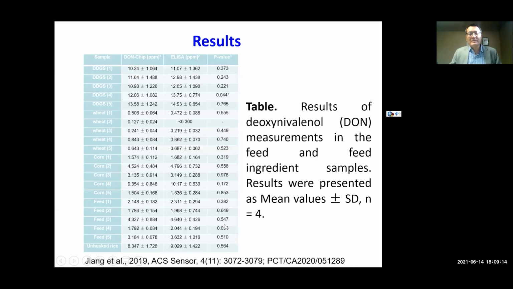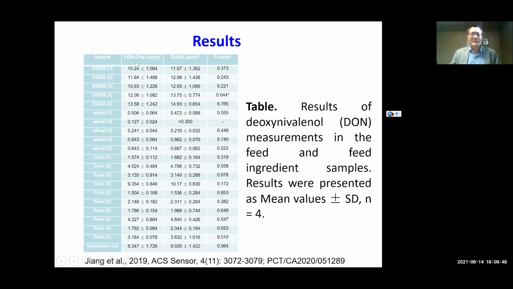Then we tested some real samples, for example DDGS, wheat, corn, and feed. You can see that based on the result from the DON chip, the DDGS has quite a high level of DON contamination, from 10 to 13, right? The wheat is lower, and corn is higher than wheat but lower than DDGS. And in the final complete feed, you can also see about 1 to 4 ppm of DON contamination.